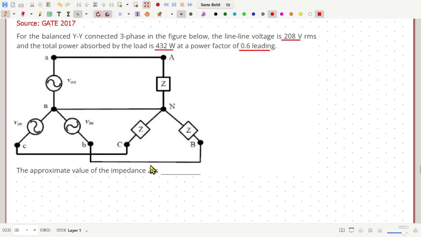Okay, the complex impedance Z. So let me put a bar to indicate complex value. Okay, now we know that the power consumed by a three-phase load is given by root 3 VL, line voltage, which is 208 volt, multiplied by the line current IL, magnitude of line current IL, multiplied by the power factor, which is 0.6, and this is equal to 432 watt.